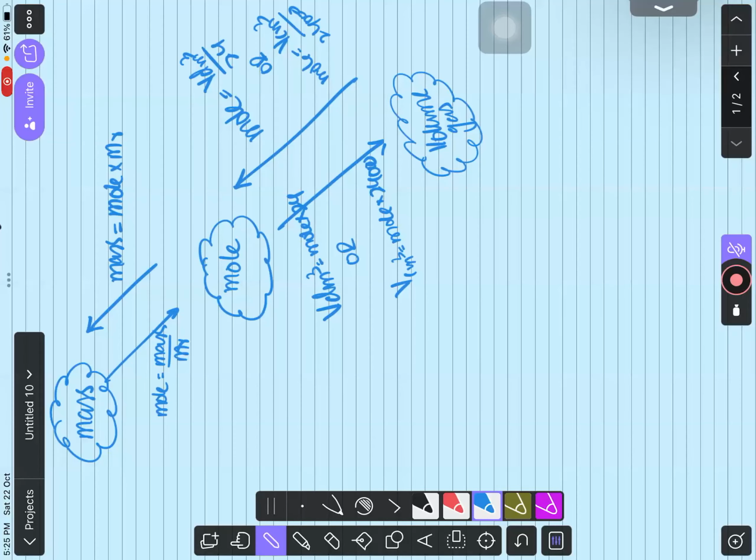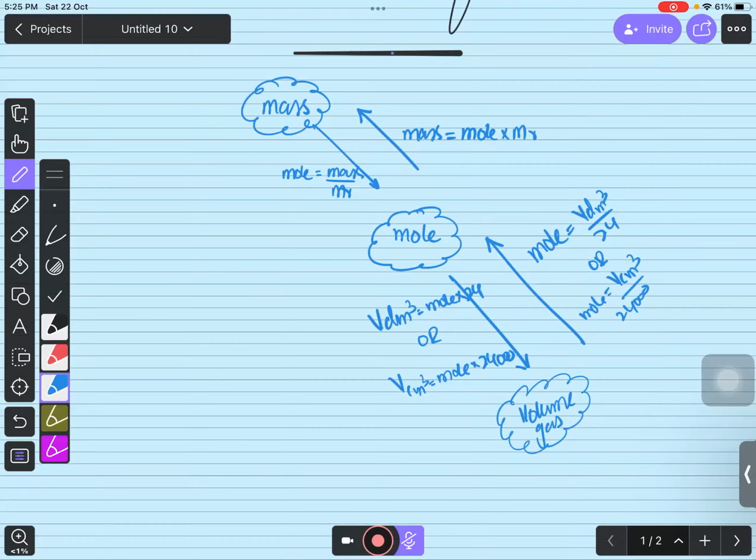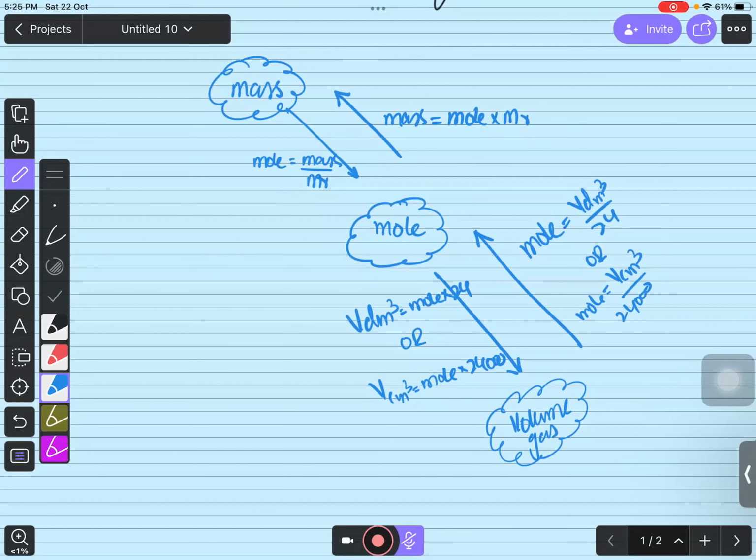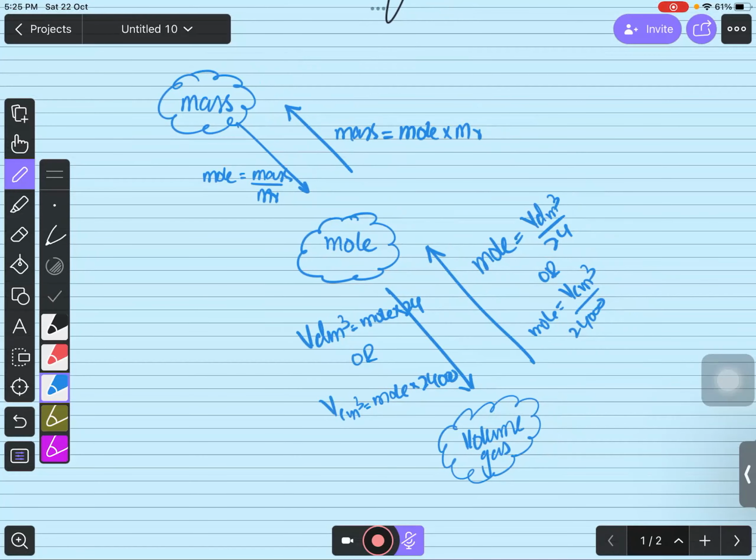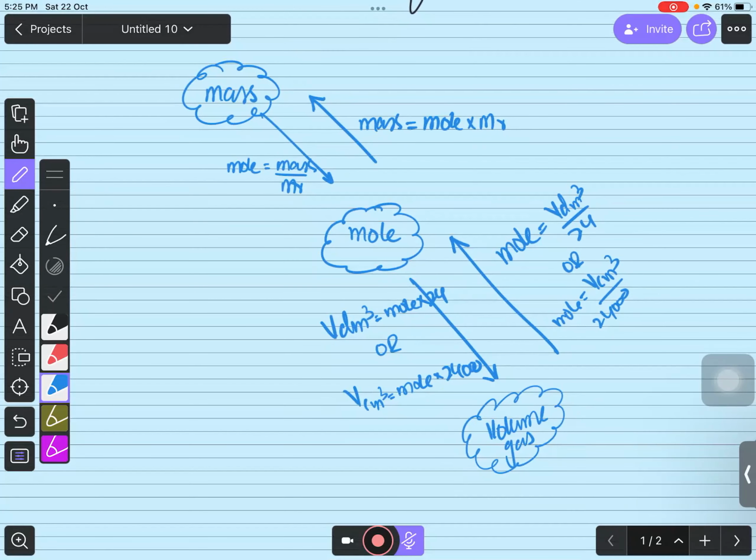Then बच्चों, for example, if we talk about the number of particles, अगर हमें बोलना है कि हमें number of particles निकालने हैं, so what we need to do? Number of particles निकालने के लिए हम क्या करते हैं बच्चों? We need to multiply with a constant value. What is that value बच्चों? 6.02 into 10 to the power 23. Yes, याद हो गई ना आप लोगों को ये value? Yes sir.